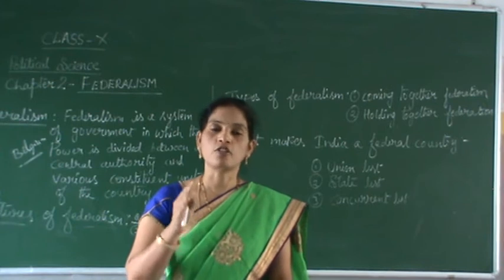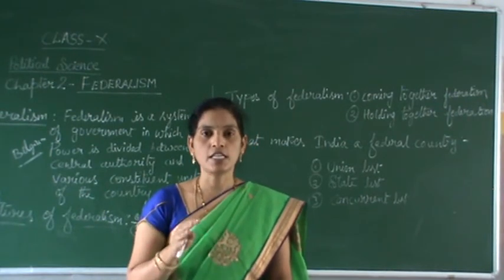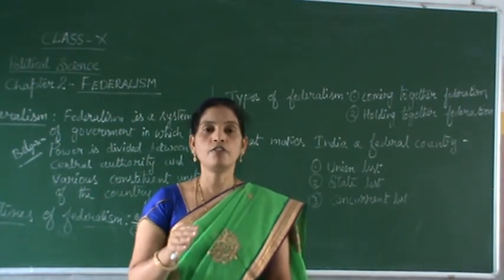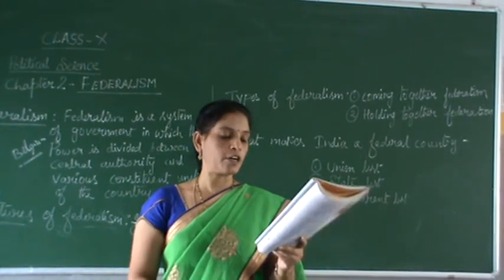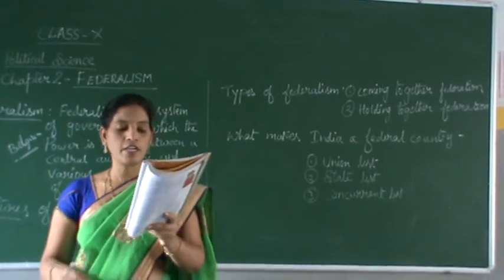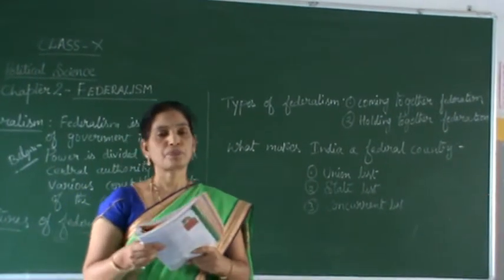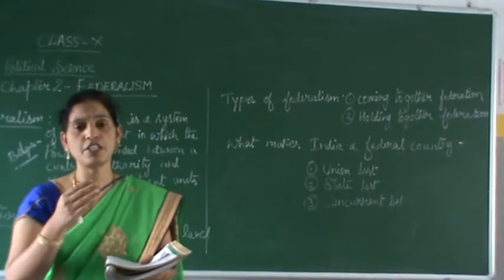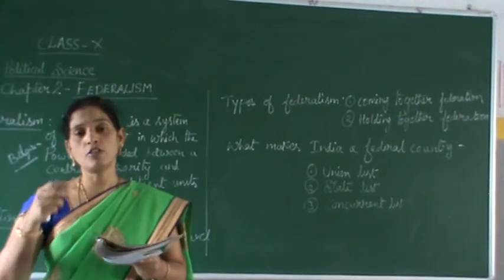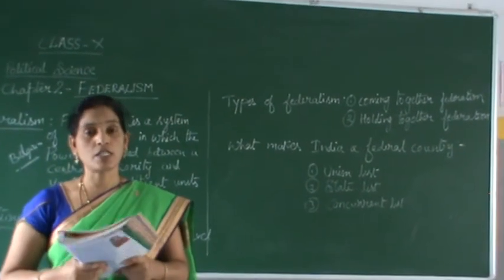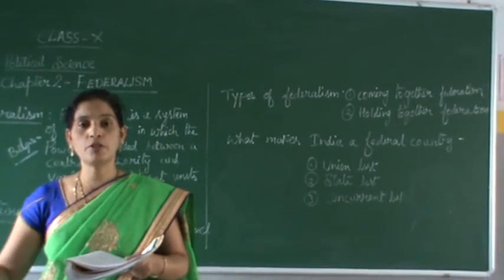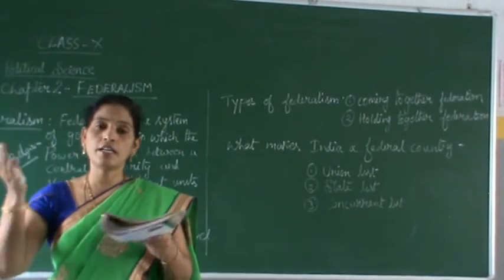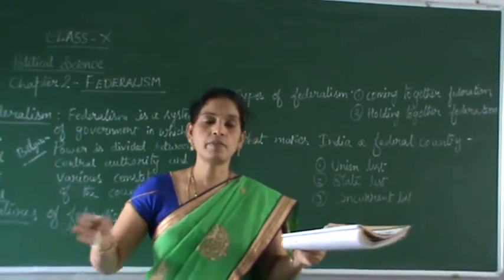So when the constitution was made, it was clearly specified that we will follow federal system of government. We have adopted the principle of federalism. We have seen the 7 features of federalism also. In those 7 features, it was clearly mentioned that the power should be distributed to different levels, and the jurisdictions were made very clearly.